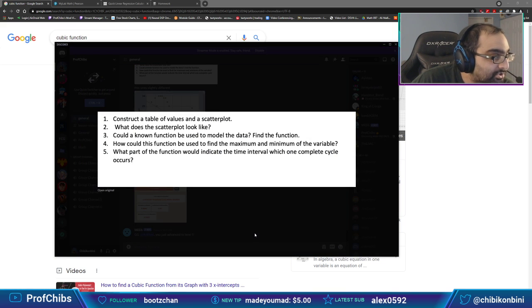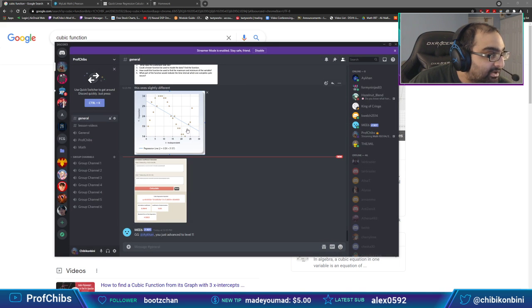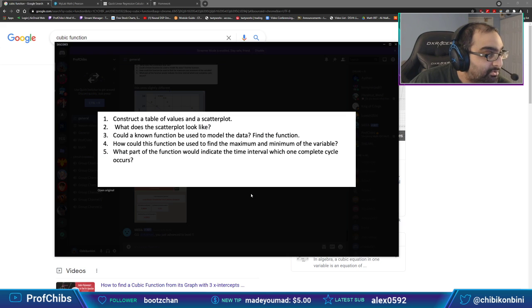Back to your questions here. All right, so we know what the scatter plot looks like. It looks like a cubic function. Could the known function be used to model the data, find the function? Well, we just found the function here using this. Look at that correlation. That correlation is 96%. That's really, really strong, okay? So I would say a cubic function here is definitely your function du jour. Okay, 100%, that's the answer there for number 3. And you found the function already.